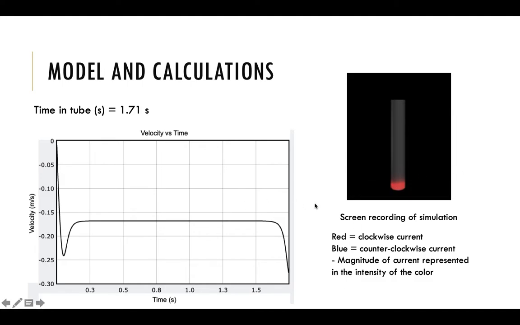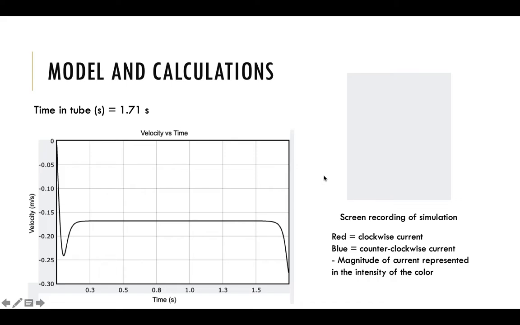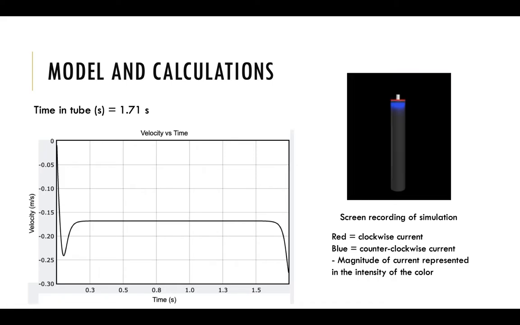This here is the graphic created of velocity versus time, and here is the screen recording of the simulation as it moved down the tube, in which the red is the clockwise current and the blue is the counterclockwise current. And as such, the magnitude of the currents are represented in the intensity of each color. This is a little bit of a long video, so for time, I'm just going to skip ahead.